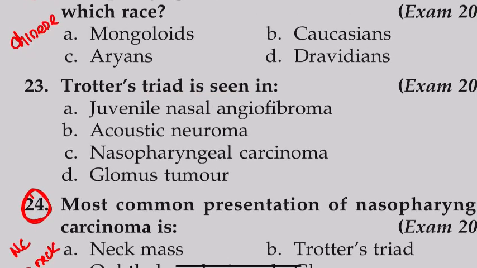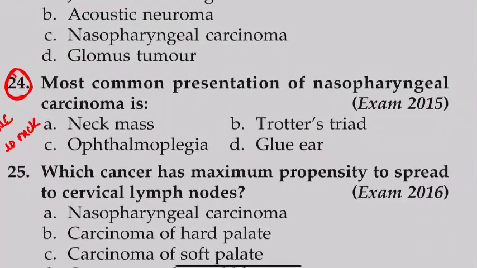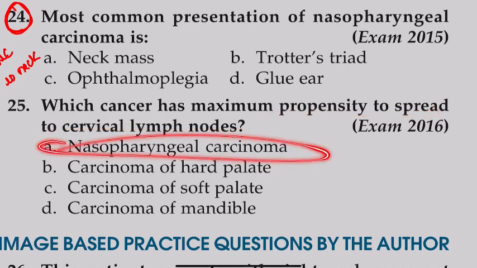Trotter's triad is seen in nasopharyngeal carcinoma, right? The most common presentation of nasopharyngeal carcinoma is what we have already said, that is neck mass. Which cancer has maximum propensity to spread to cervical lymph node? We already said that is nasopharyngeal carcinoma, right?